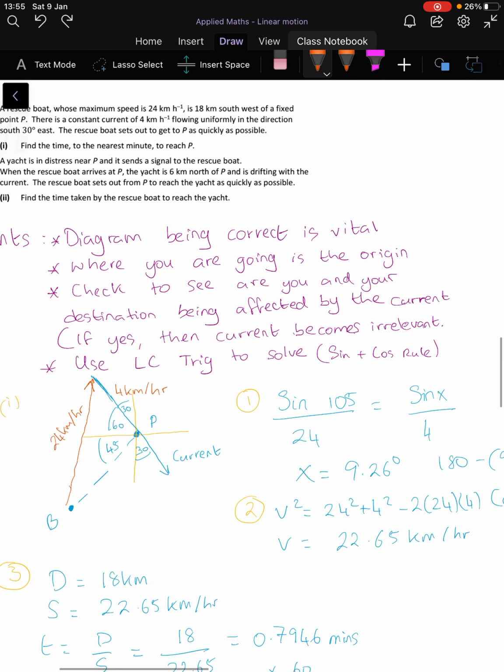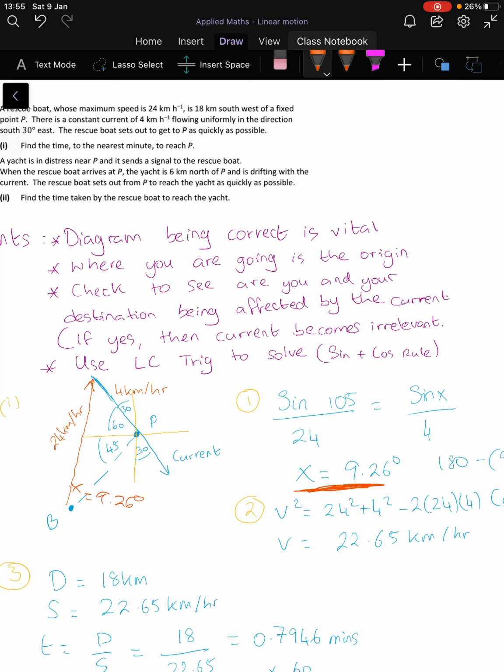So my sine rule is going to be the sine of the angle over the opposite side, or the other way around. I could have the 24 over the sine of 105. That's the same thing. It makes no difference at all if you put the sine of the angle on the top or on the bottom, as long as you do it on both sides of the equals. So sine of 105 over 24 equals sine of x, and I'm going to call this x here, over 4. I'm going to cross multiply, take the sine inverse, and I end up getting x equals 9.26. That's that angle there, 9.26 degrees.